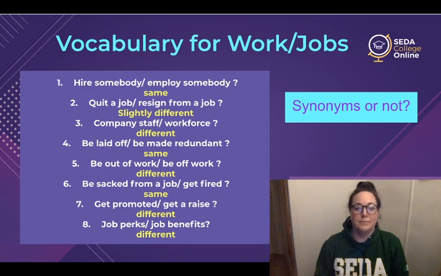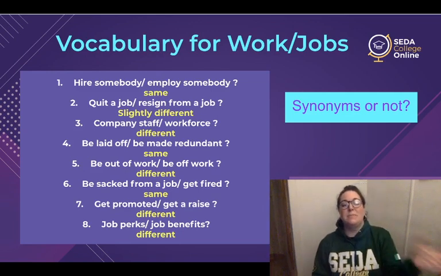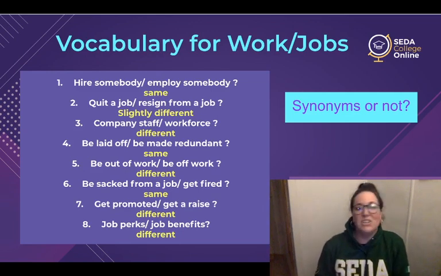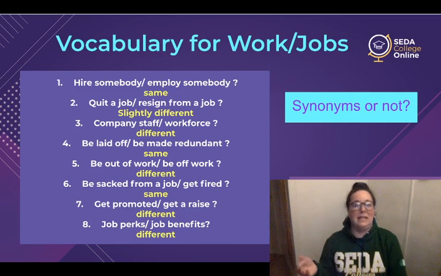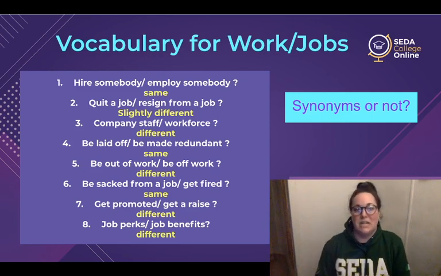Number 4. To be laid off, to be made redundant. They're the same thing, but laid off, again, is informal, but it's the same thing. Some companies say laid off, some say made redundant. It means exactly the same thing. It's usually because a company is downsizing or the company doesn't have a good money situation.